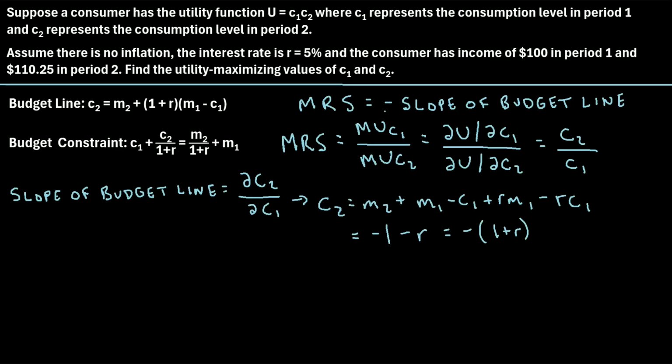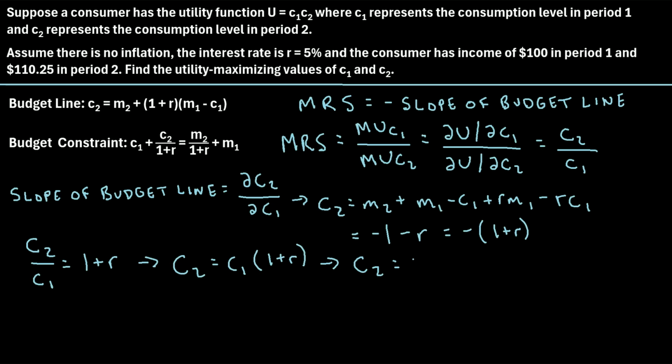So we said to maximize utility, we need to set this value equal to the negative of this value. So the negative of this value would just be 1 plus R. So we will maximize utility when the following is true: C2 over C1 is equal to 1 plus R. Now we can solve for C2. So we can say that C2 is equal to C1 times 1 plus R. And we know that R, our interest rate, is 5%. So as a decimal, that's 0.05. So we can say C2 is equal to 1.05 times C1.